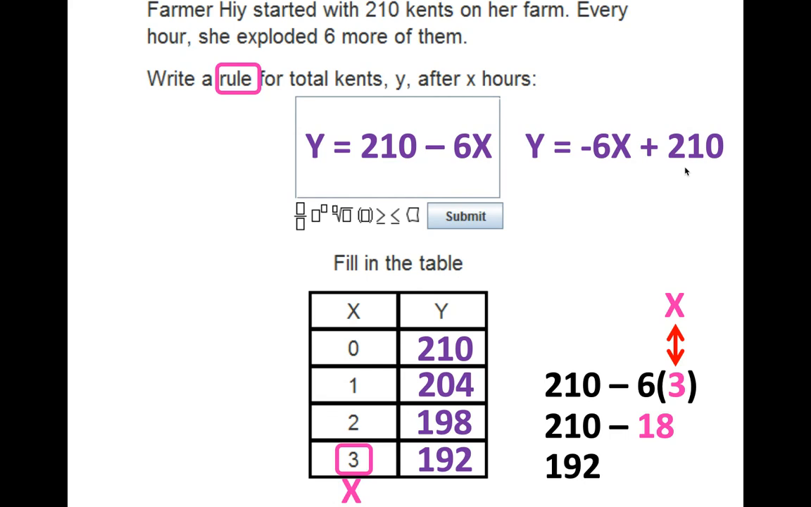And so that's different from the other slide because it was going up. It was increasing. So this number was positive. This one we're exploding them, so it's decreasing. So this number was negative.